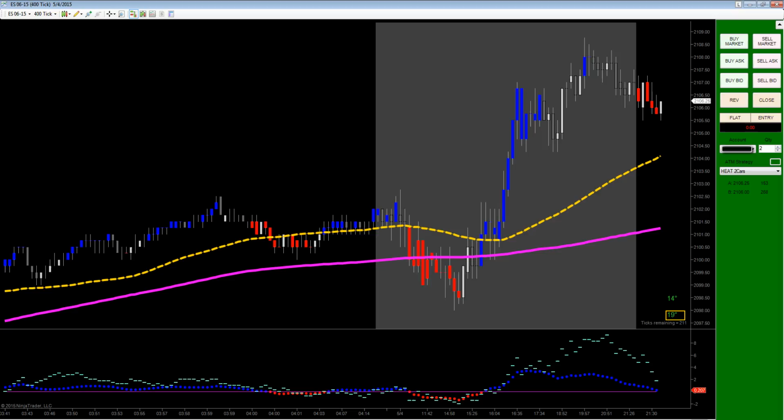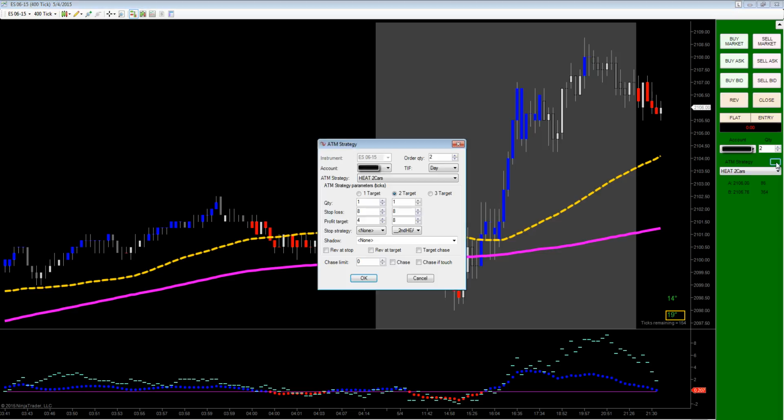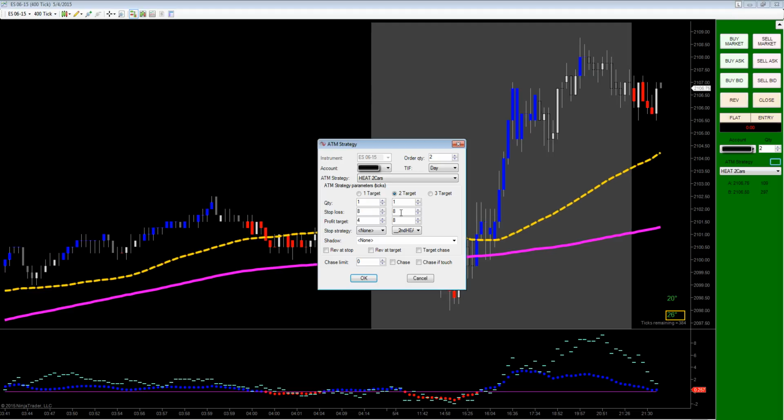So just to let you know, I'm going to be trading two contracts. This is my NinjaTrader automatic entry and exit strategy. I'm going to have a stop loss of 2 points, which is 8 ticks. That's on both contracts.